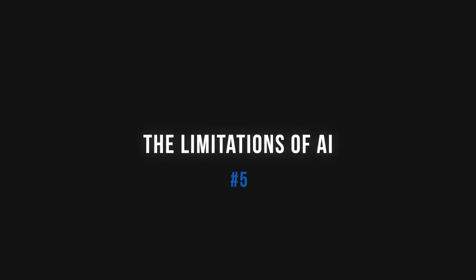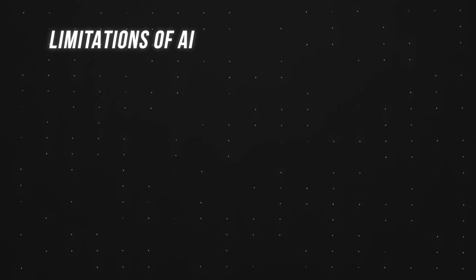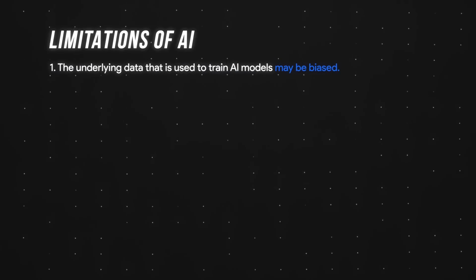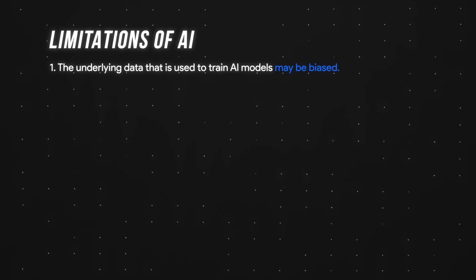Takeaway number 5 is a topic that many of us, including myself, tend to overlook when using AI tools, and it's to understand the limitations of AI. Broadly speaking, there are 3 main limitations. First, the underlying data that is used to train AI models may be biased.